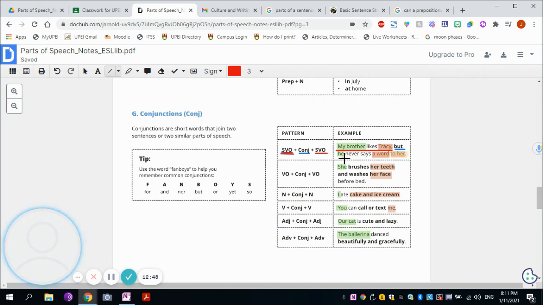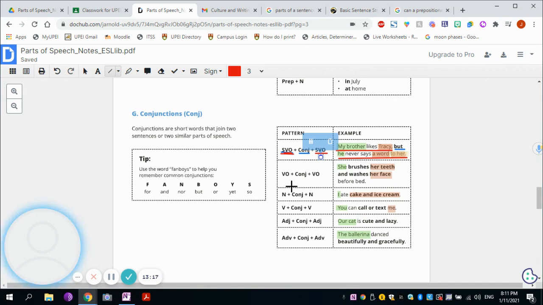He, there's our subject, never says, says is the verb, never is going to be part of that verb. So we say he never says a word to her. So a word is our direct object. To her is an indirect object. Okay? So that's how that works, and it's not as complicated as it looks.